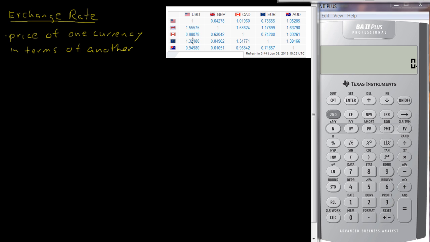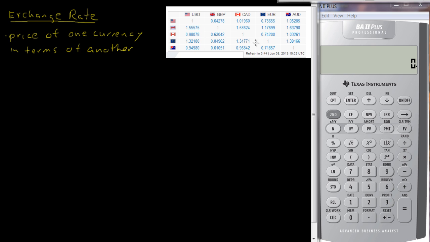So up here I have a little table in matrix form of exchange rates. Across the top, US dollars, British pound sterling, Canadian dollars, euros, and Australian dollars. And if you go down the rows, it's dollars, they just use the flag here, pound sterling, Canadian dollars, euros, and Australian dollars.